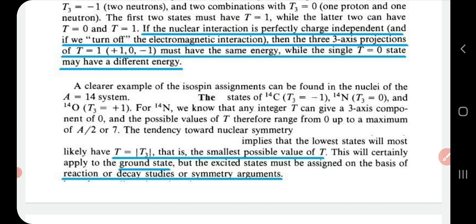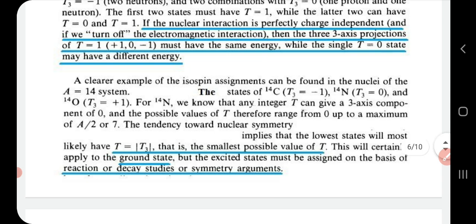Now, the tendency towards nuclear symmetry means that the lowest state will have T equal to modulus of T3. That is, the lowest state will have the smallest possible value of T. This is also applicable to ground state, but in the case of excited states, their values are mainly assigned on the basis of reaction studies or decay studies or symmetry arguments.